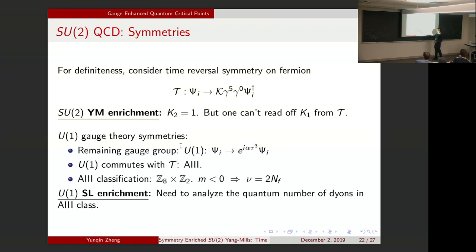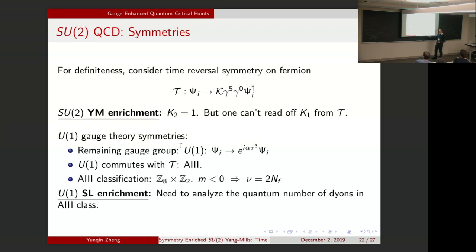The important fact is that the remaining unbroken U1 gauge group acts on the fermion in this way. And if we combine this U1 and time reversal, we are going to see that they commute. So such a U1 quantum spin liquid can be viewed as a gauged version of the A3 fermionic topological systems. We know that A3 SPT is classified by Z8 times Z2. And here Z2 is independent of U1, so it's irrelevant to our discussion, and so we only focus on the Z8.